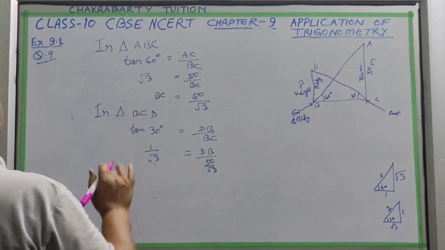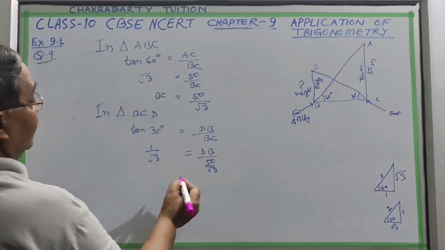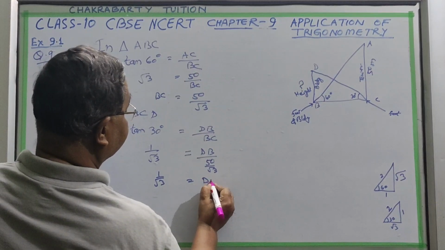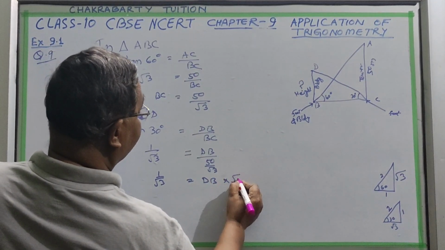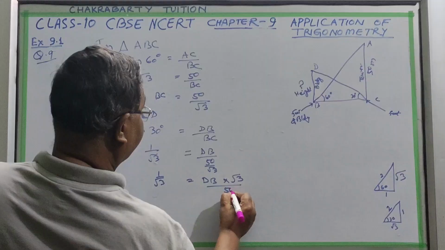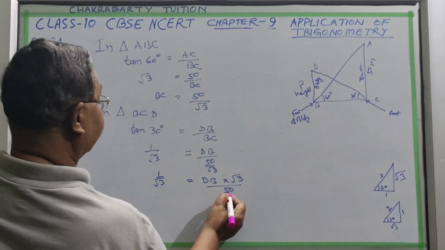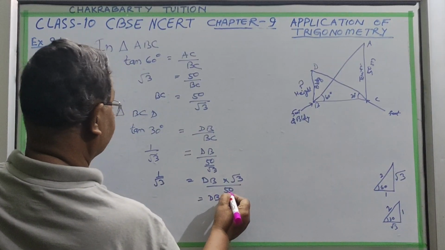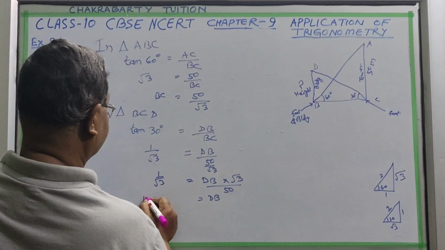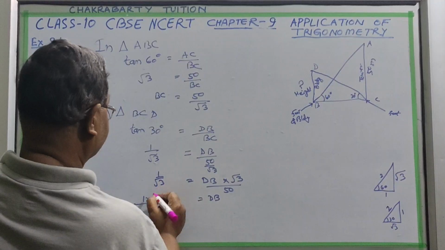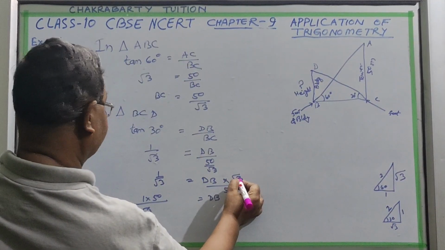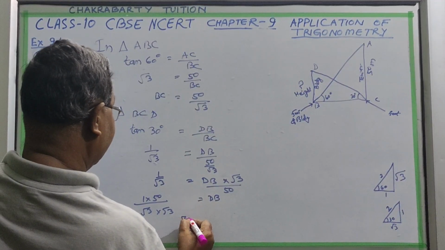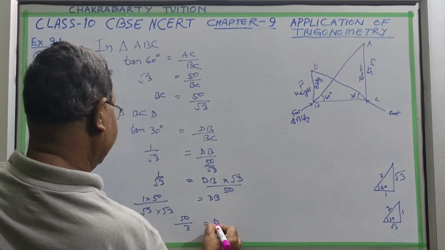Okay. Now we will solve it. So we can write 1 upon under root 3 equal to DB into under root 3 upon 50. This we will take to this side, DB will remain on one side. This 50 is divided, so it will come here. The under root 3 will come with a multiply sign. So it will become 50 upon 3 is equal to DB.